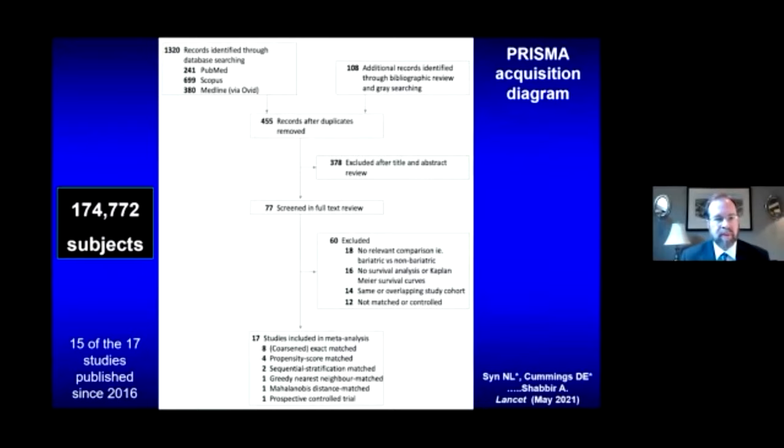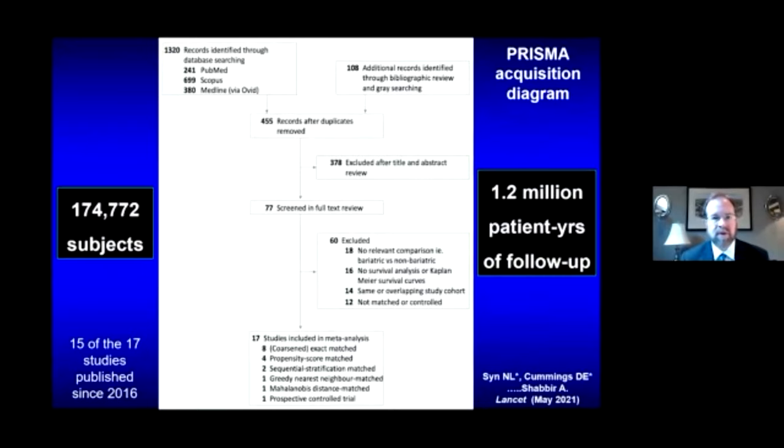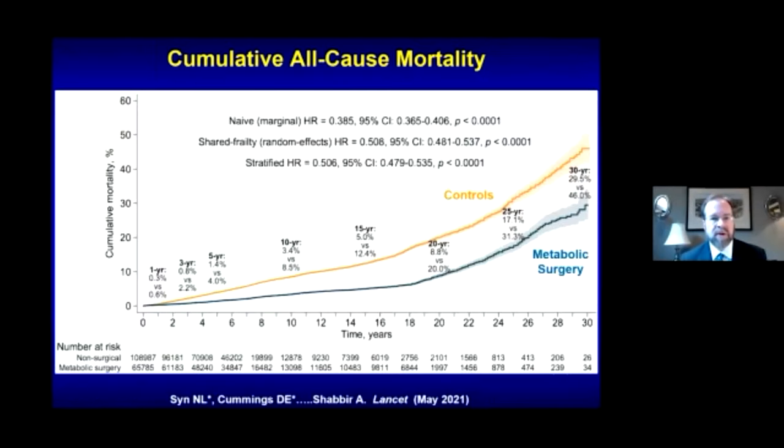In total, they encompassed almost 175,000 subjects with 1.2 million years of patient follow-up. This is the core finding, the cumulative all-cause mortality among people who either underwent metabolic surgery in the blue or did not in the orange, and importantly, were exquisitely well-matched at baseline for everything you could care about in this kind of a study. You can see that those who underwent surgery enjoyed a mortality benefit, and that was detectable statistically as early as 1 year, and then just got bigger and bigger and bigger for as many as 30 years.